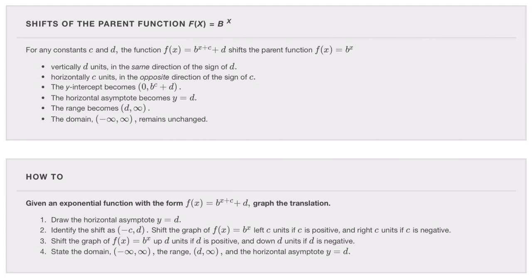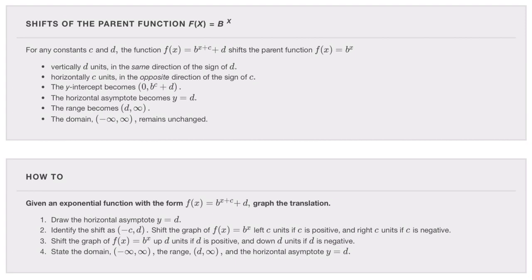Our y-intercept becomes b to the power of c plus d. Oh, because x is 0, that's fine. They just let x be 0, and that's how they generated that. The horizontal asymptote is going to be y equals d. Yep, because d is going to cause it to move up or down, so that's going to affect the horizontal asymptote, and it's just going to match. The range becomes d to infinity, and the domain stays as all reals.